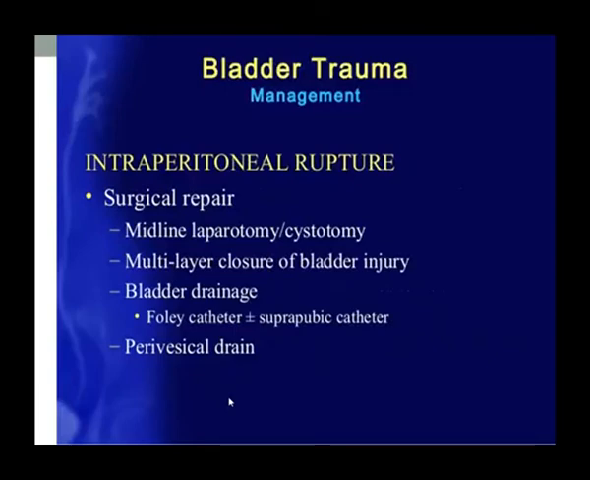The intraperitoneal rupture should be dealt with by early repair, because it usually ends up with peritonitis. Urinary peritonitis is a serious form of peritonitis. You have to do early surgical repair with a midline laparotomy. You have to open up the bladder and close the bladder injury, and maintain adequate bladder drainage with a Foley catheter or suprapubic catheterization. Don't forget to put a perivesical drain also.